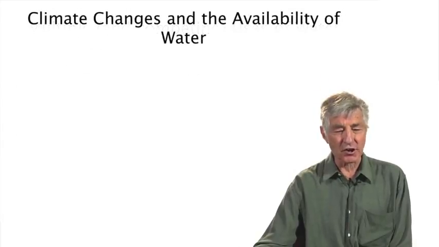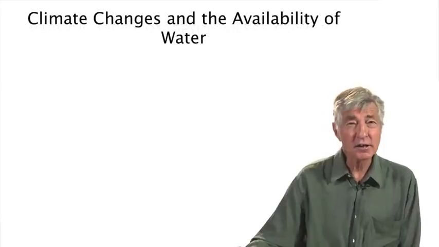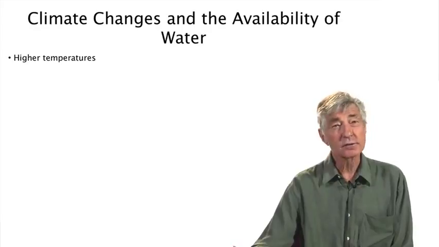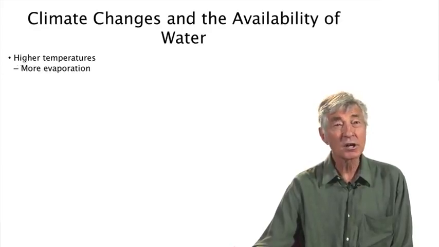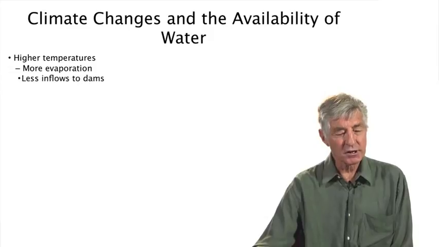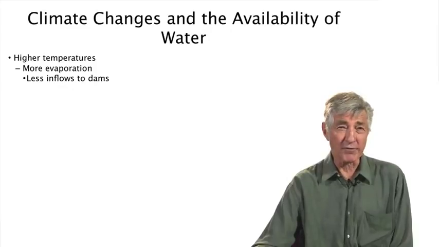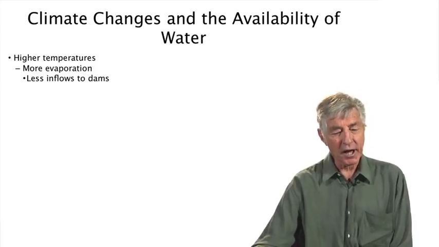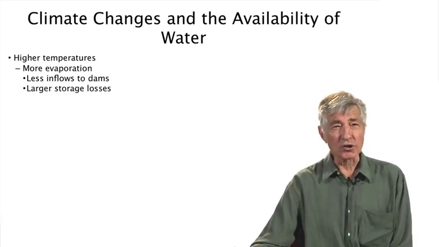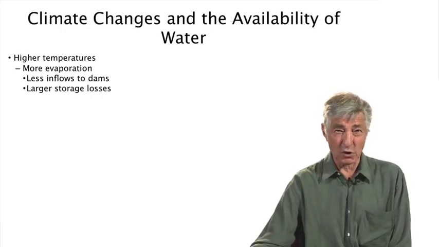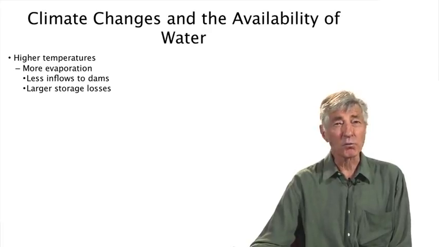So then we can ask ourselves, how does climate change affect the availability of water? And it does it in a number of ways. As we know, one of the features of climate change is higher temperatures. So that means more evaporation. That means less water from rainfall actually runs into dams. And then when it gets into the dam, there are larger storage losses. There's more evaporation every year. So if we had roughly the same rainfall but higher temperatures, our dams would fill less often and often we would run out of water.